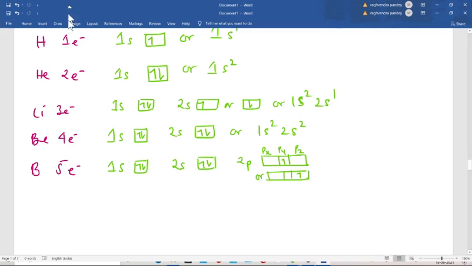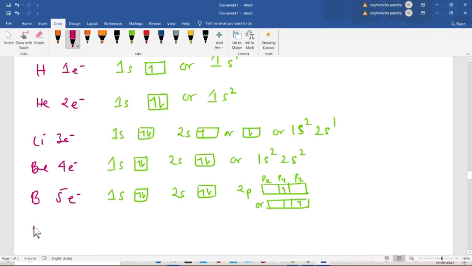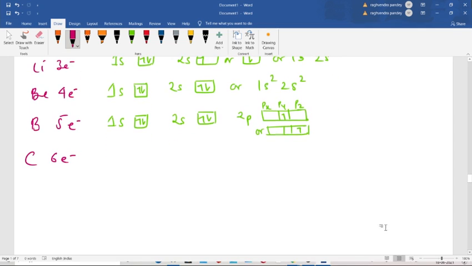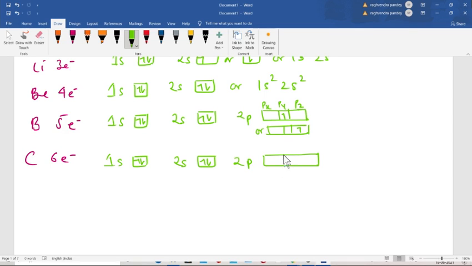Okay, carbon and nitrogen are important. Carbon has 6 electrons. Now let's write it: 1s has 2 electrons, then comes 2s, again 2 electrons, then comes 2p. Now 2p we can fill.